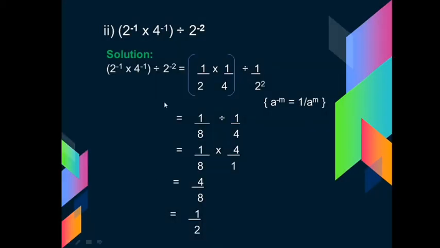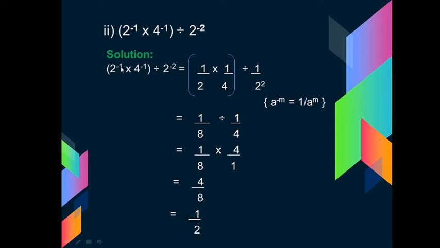Then the next question, it is given 2 raised to the power minus 1 into 4 raised to the power minus 1, divided by 2 raised to the power minus 2. It can be written as 1 upon 2 into 1 upon 4, divided by 1 upon 2 raised to the power 2, by using the law a raised to the power minus m equals 1 upon a raised to the power m. Here 2 is equal to a and minus 1 is equal to minus m.